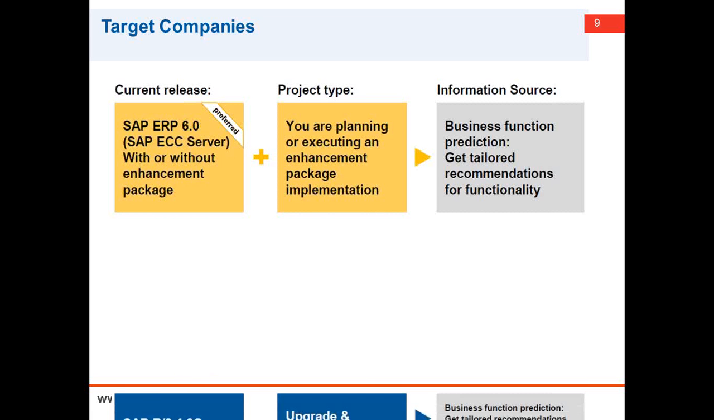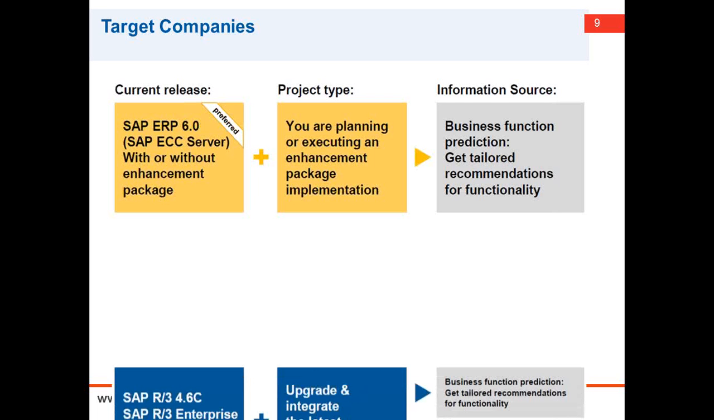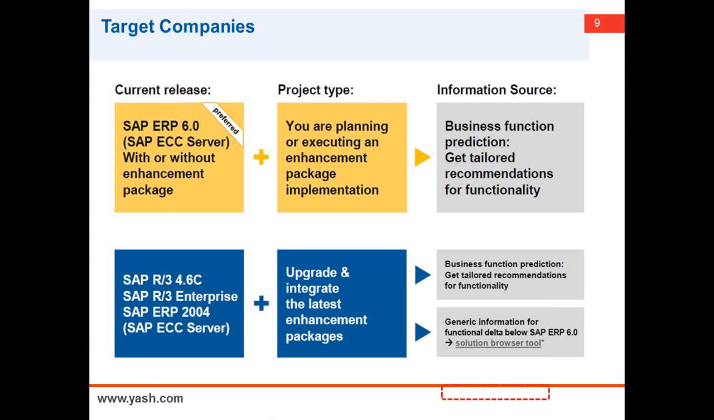In case you are not on ERP 6 and are on an older version like ERP 4.7, 4.6b or even less, then no problem. You can upgrade to ERP 6 and install an enhancement pack which gives the functionalities required. The BFP just gives the basic information that's relevant to EHPs. But if you want more detailed information on EHPs, then you need to have a look at the solution browser tool, which is available at the service marketplace, www.service.sap.com/ERP/upgrade.